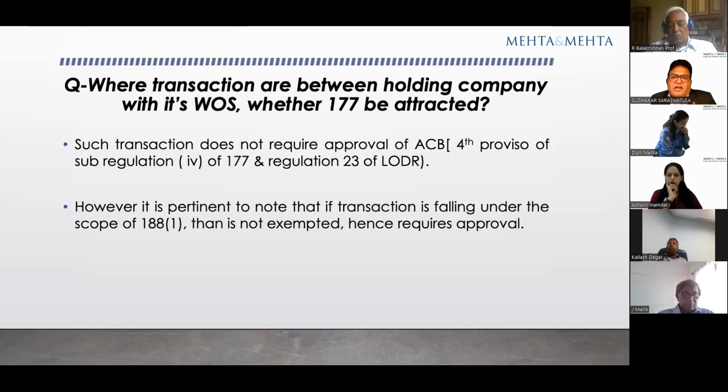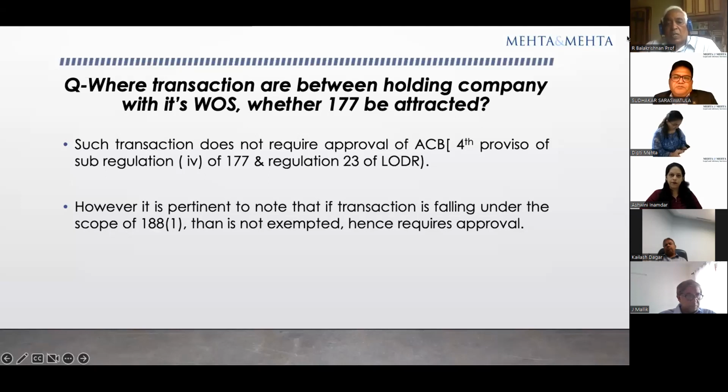In such case, what will happen? 188 subsection 1 will get triggered because it is rendering services. And as far as the other company is concerned, whether it amounts to availing services, again, the answer is no. If it is a one-off transaction, it is no. So again, this issue also is dealt with in the revised guidance note. Kindly go through that.